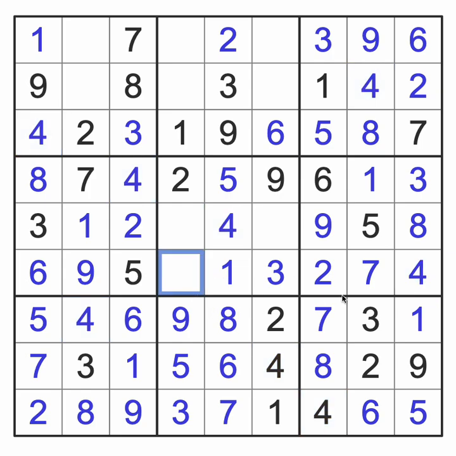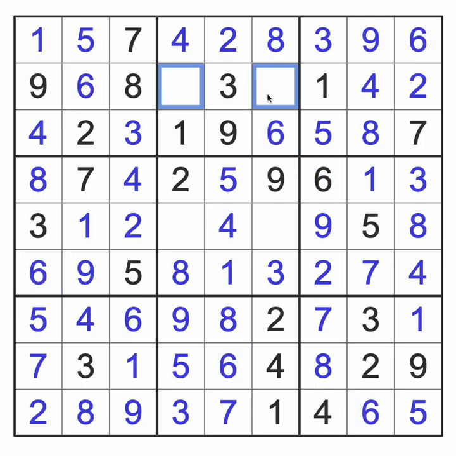The last number of this row is 8, which blocks these. 8 in box 1 blocks this cell, gives me 8 here. 4 blocks this and this cell, gives me 4 here. The last number of this row is 5, and that makes this cell 6. These are 5 and 7. 5 makes this cell 7, 5, 6, and 7.